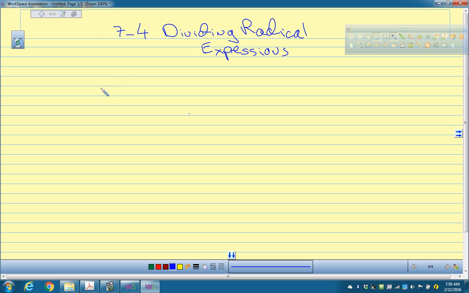So if you see something like this, the square root of 16 divided by 25, can anyone tell me what that is? Go ahead, Kaylee. It's not the square root of 4/5. It just is 4/5, right? Because this can be rewritten as the square root of 16 over the square root of 25.